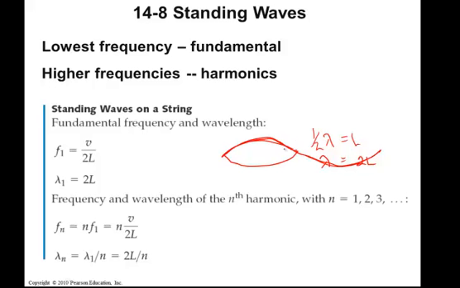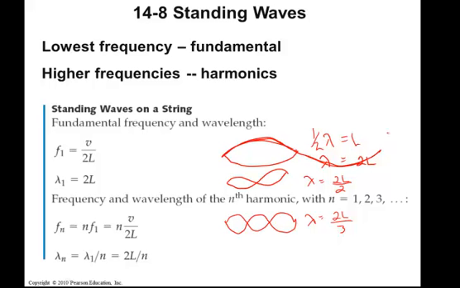Now, if we have a harmonic of this, so this is our fundamental, this would be the second harmonic, where I have 2 antinodes. And the second harmonic is going to be 2L divided by the harmonic. So the wavelength of this one is going to be 2 times the length of the rope divided by the second harmonic. And the third harmonic would have 3 antinodes, 1, 2, 3, and this wavelength would be 2L divided by 3.